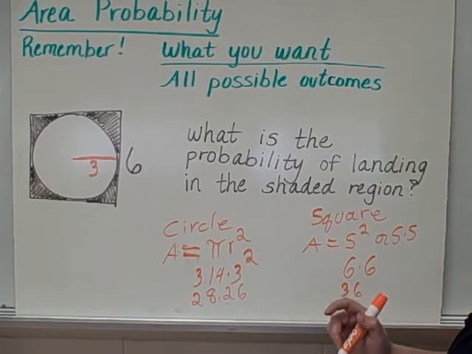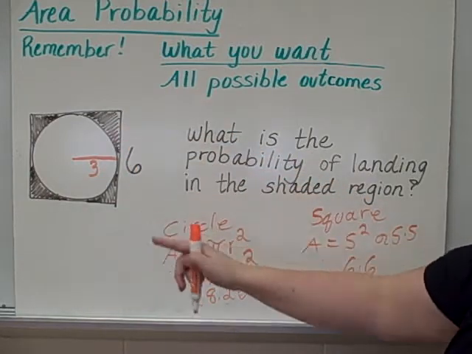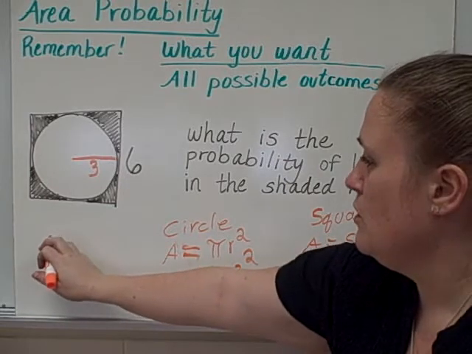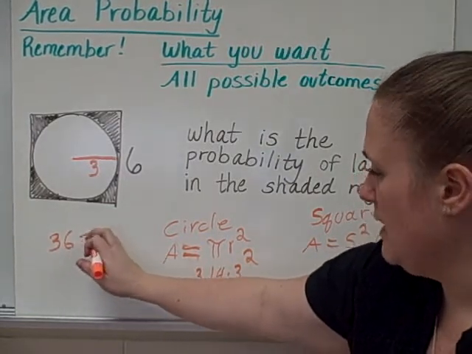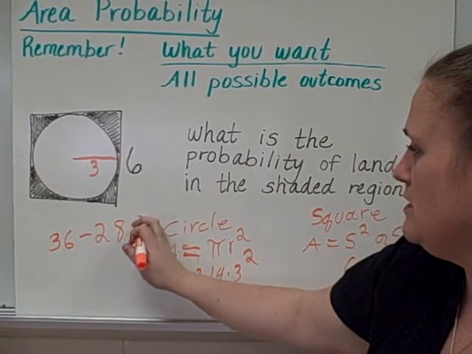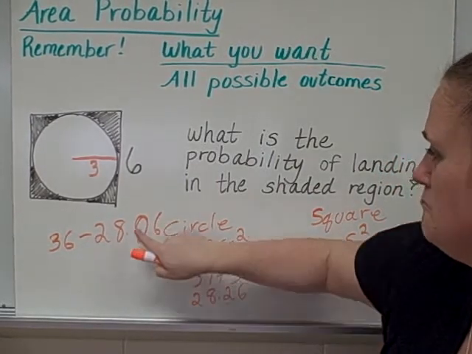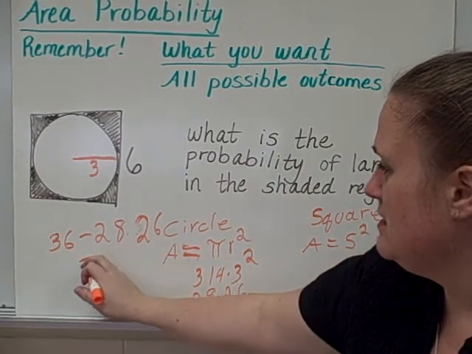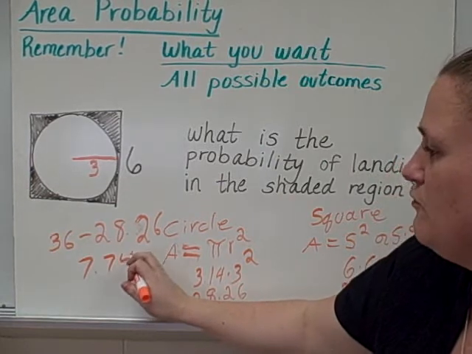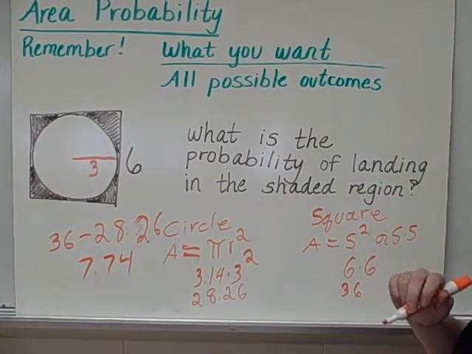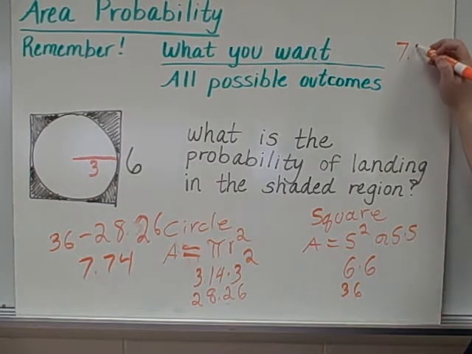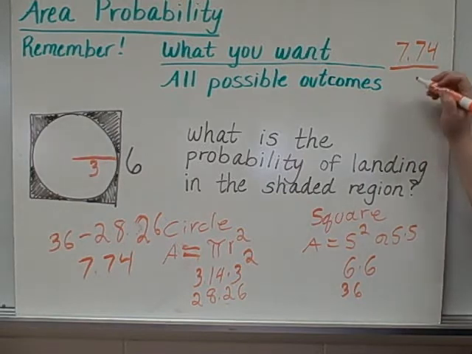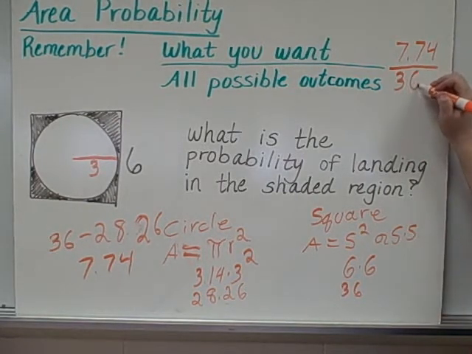Now all we have to do is find the shaded area, which is the square minus the circle. So 36 minus 28.26, and we get 7.74. So it's what we want, the 7.74, over the total area, which is the 36.